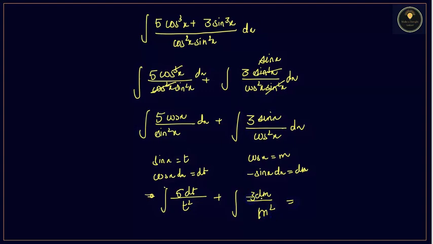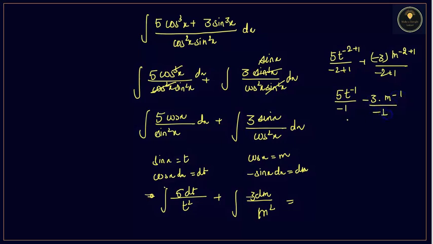So you will get minus 3 dm upon m². So 5 dt upon t² can be written as 5 t to the power (−2+1) upon (−2+1). And here you will get minus 3 m to the power (−2+1) upon (−2+1). So you will get the value as 5 t to the power −1 upon −1, minus 3 into m to the power −1 upon −1.